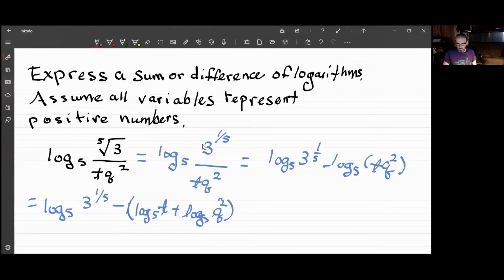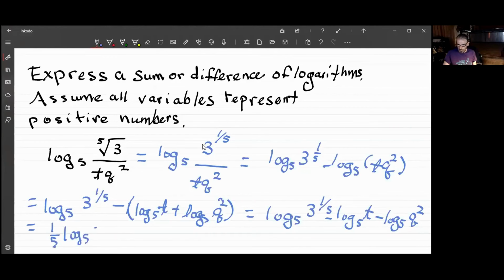Distribute that subtraction. And then finally, bring out the exponents in front as if they are coefficients. That's the order things have to go in, and we have to watch out for that subtraction being distributed.